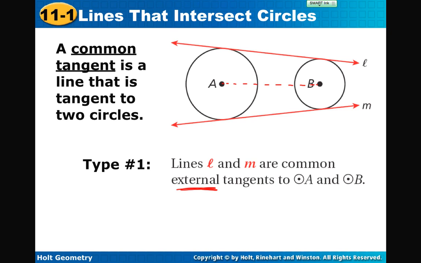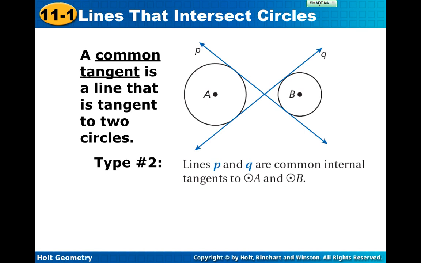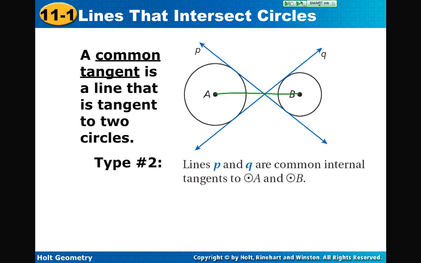So the next picture is a common internal tangent line. If you connect center to center here, notice that the line crosses it. That will be a common internal tangent. The common internal tangent touches each circle, but it goes between them. It crosses the segment from center to center.